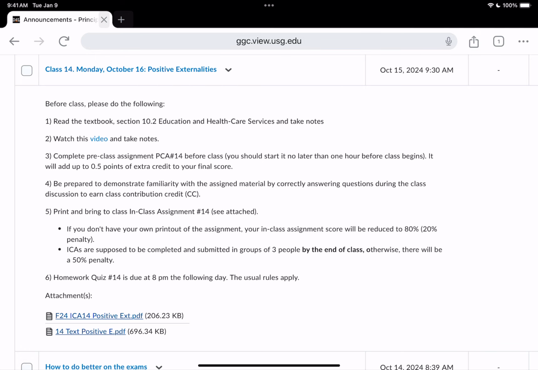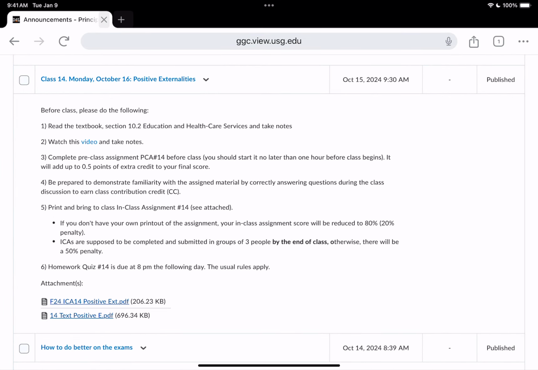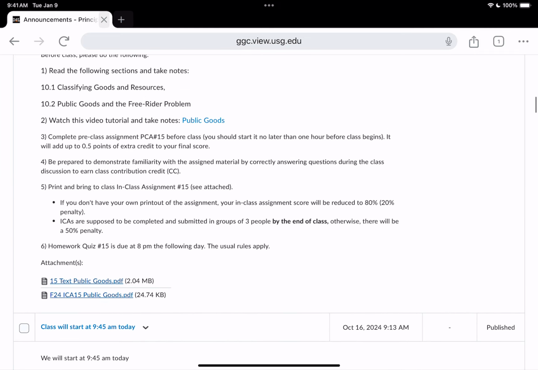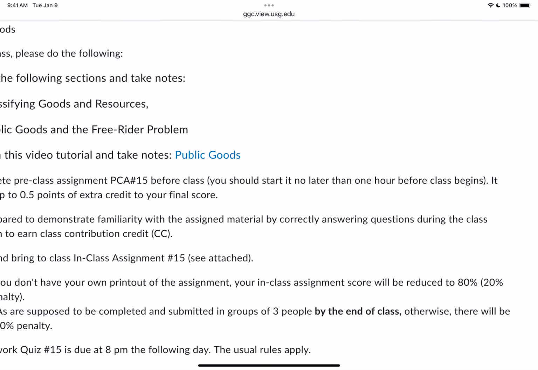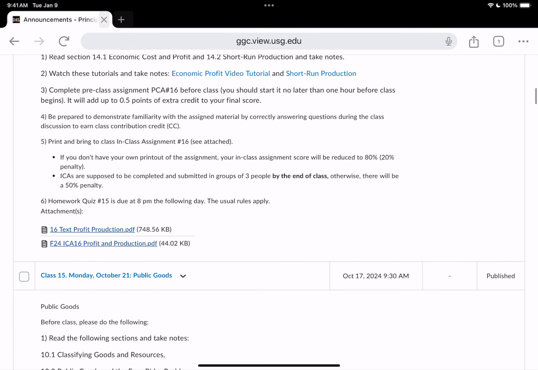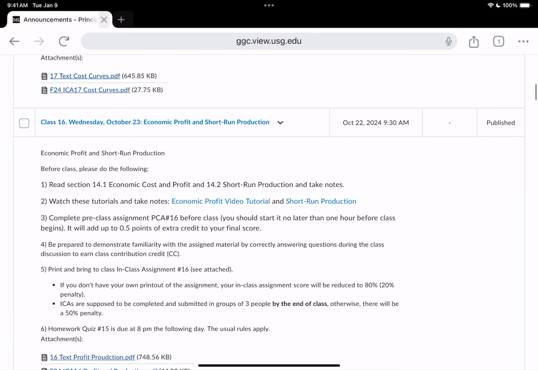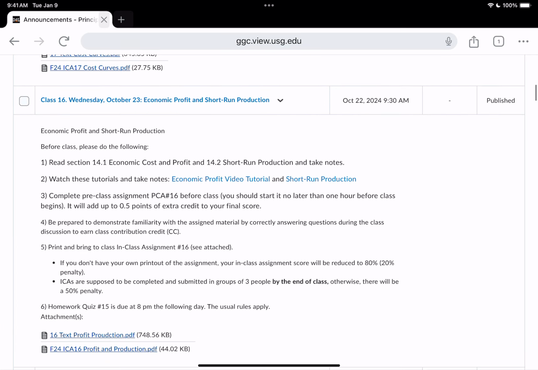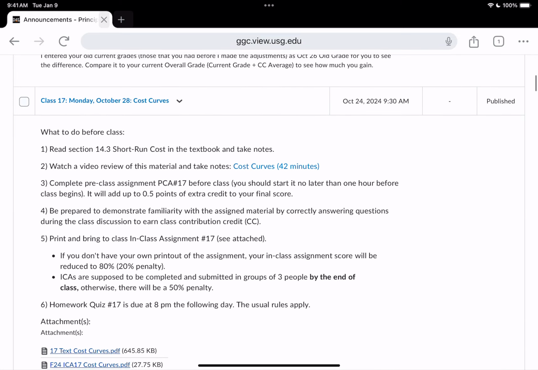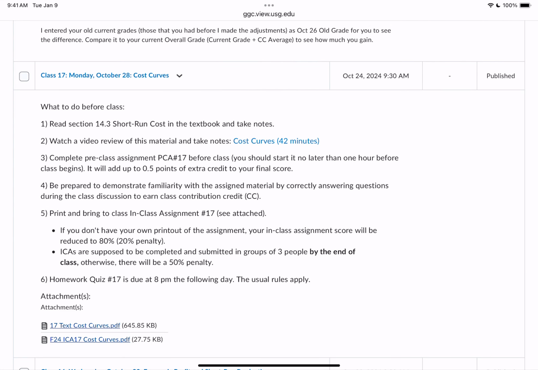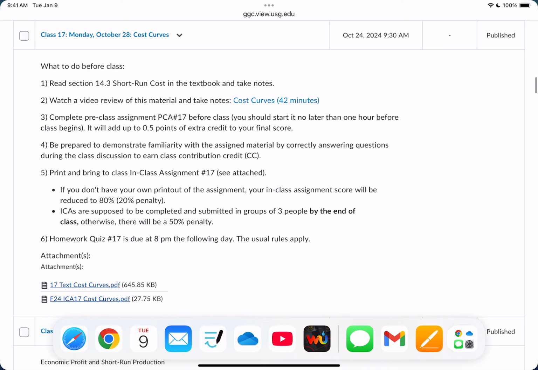Positive externalities, again with an in-class assignment. We'll assign reading, video, and then going up, public goods, again with an attached in-class assignment and a video to watch. And then moving up, economic profit and short-run production. And then moving up, cost curves. So that was our last topic, and that will be covered. So 5 topics generally.